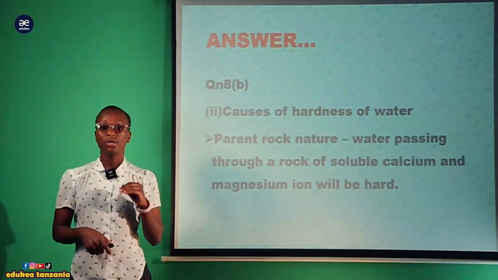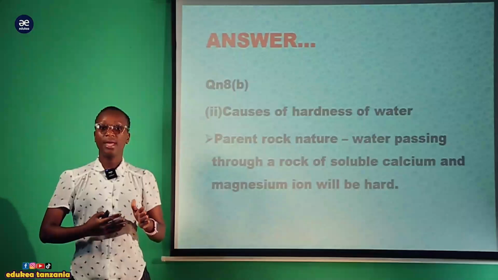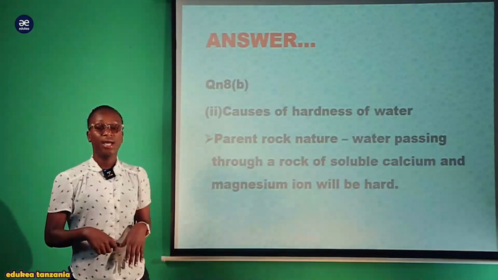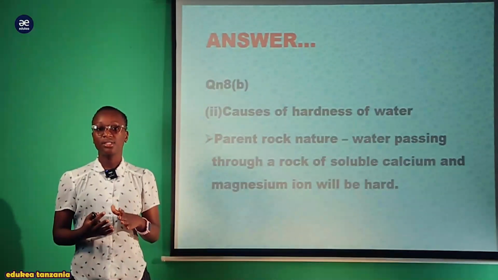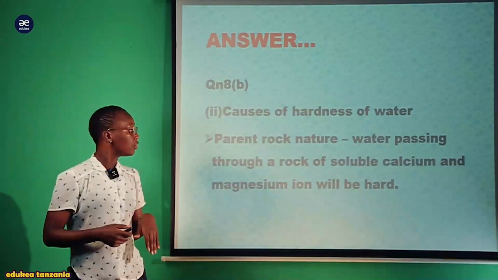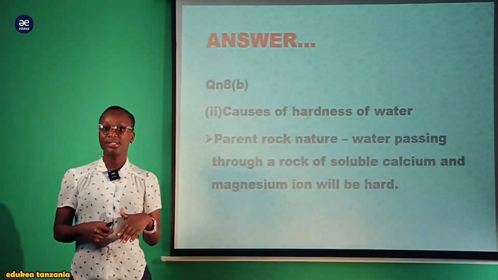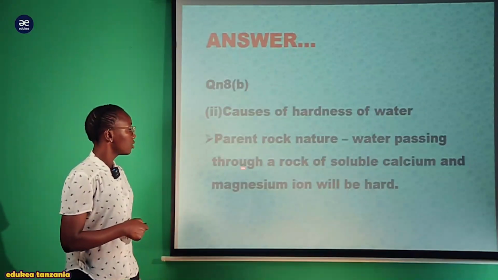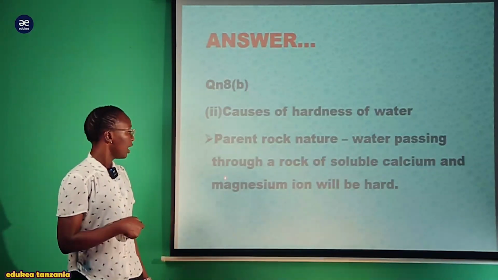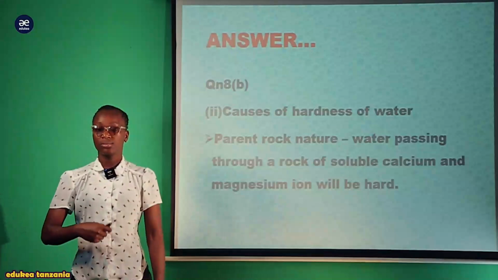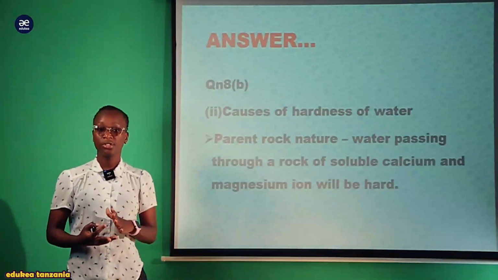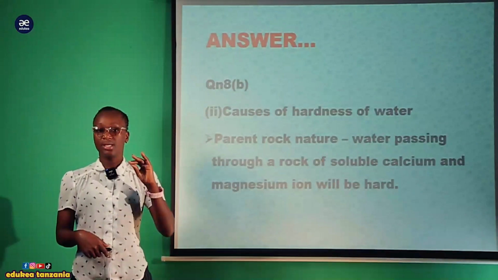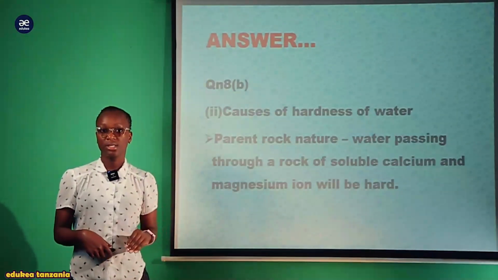We know that when we talk about parent rock nature, the rock can be acidic or basic. So if this parent rock is made up of maybe hard rock nature or soft rock nature, it influences the formation of hardness of water. For instance, water passing through a rock of soluble calcium and magnesium ions will be hard. Because we know the hardness of water is caused by the presence of these elements, calcium and magnesium, regardless of whether it is temporary hardness or permanent hardness of water.